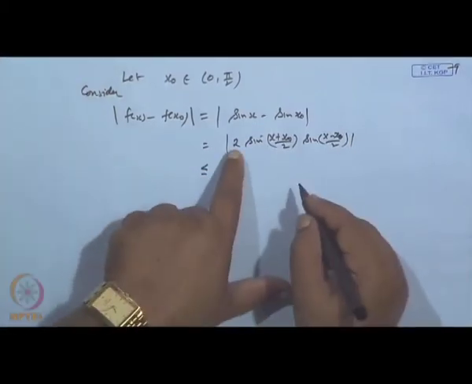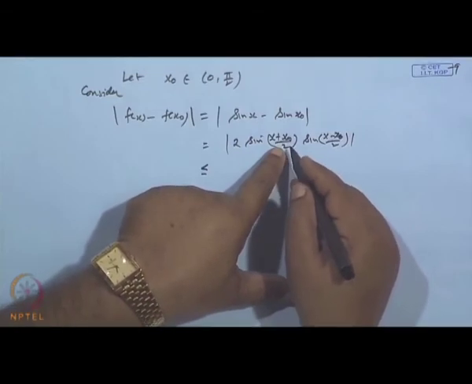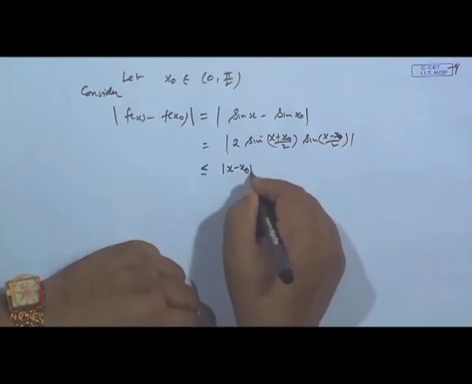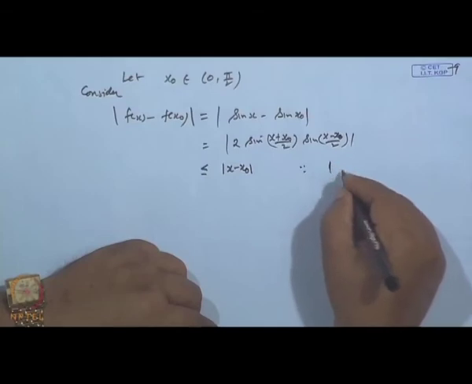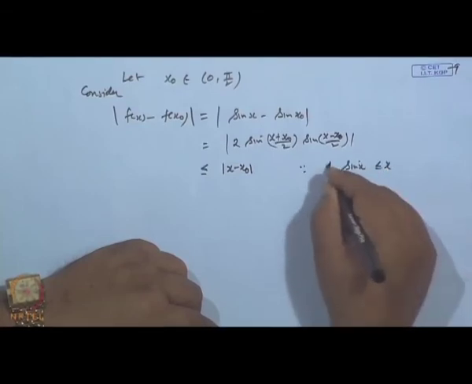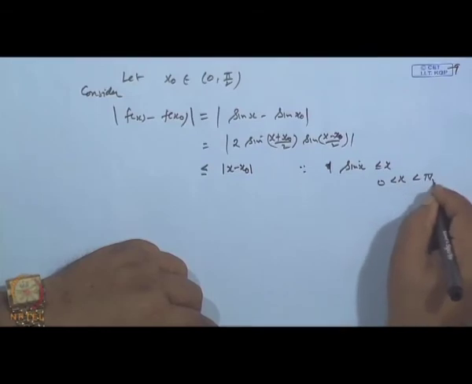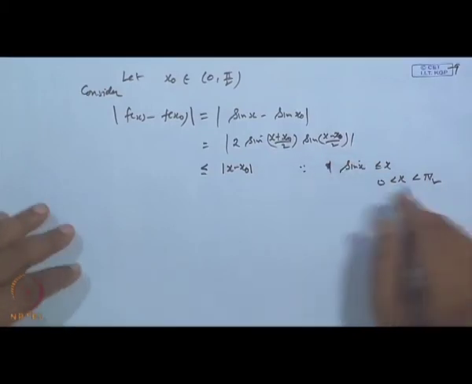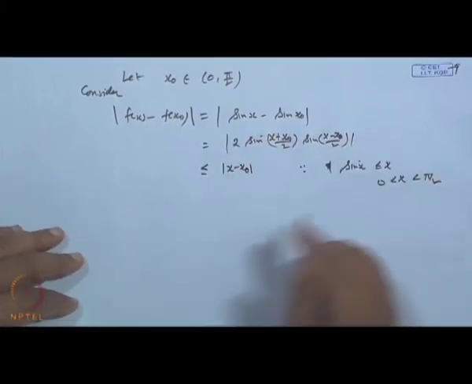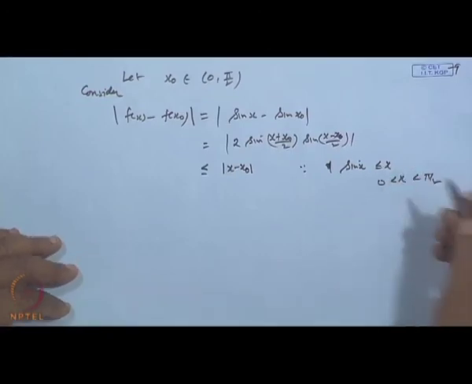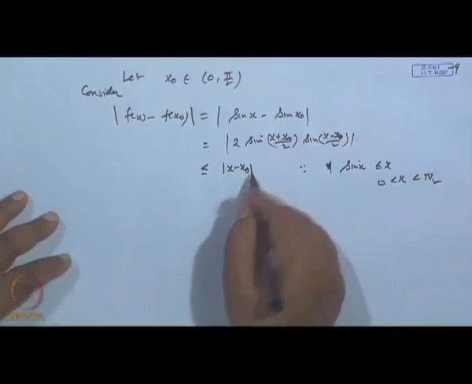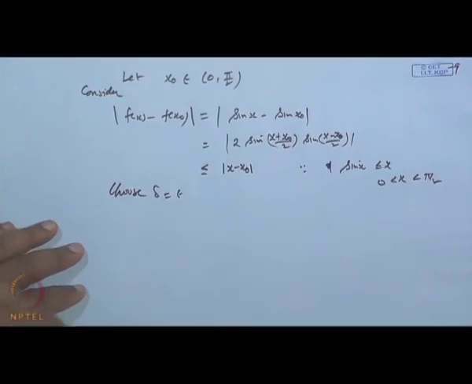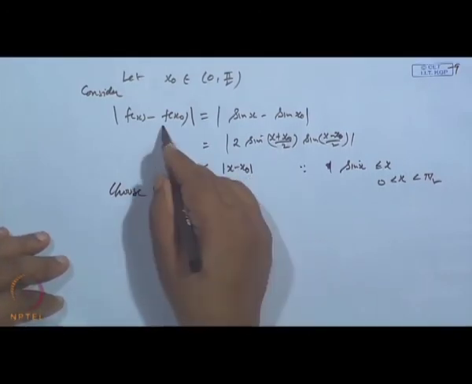Now, sin of this thing is a bounded function, bounded by 1. So, this is less than or equal to 1, and this sin will be less than or equal to mod x minus x naught. Why? Because sin x is less than or equal to x for x lying between 0 and pi by 2. Sin 0 is 0, sin 90 is pi by 2, or even 0 to pi it will hold. In fact, this can be extended for any real x. So, this is less than or equal to 2 mod x minus x naught. Now, I choose delta equal to epsilon by 2. So, if mod x minus x naught is less than delta, obviously this will be less than epsilon.